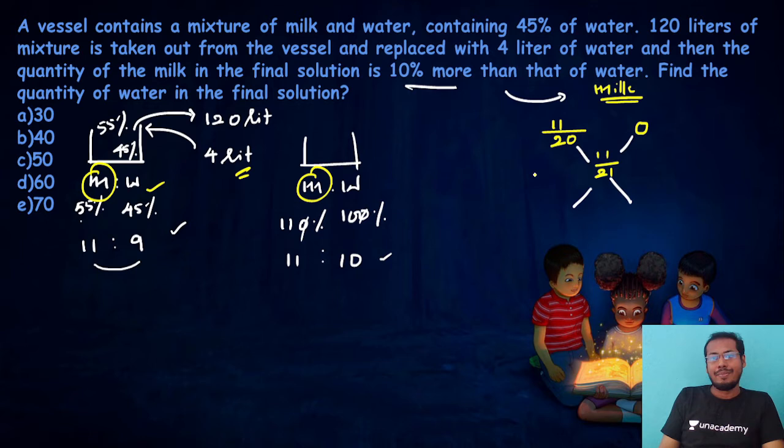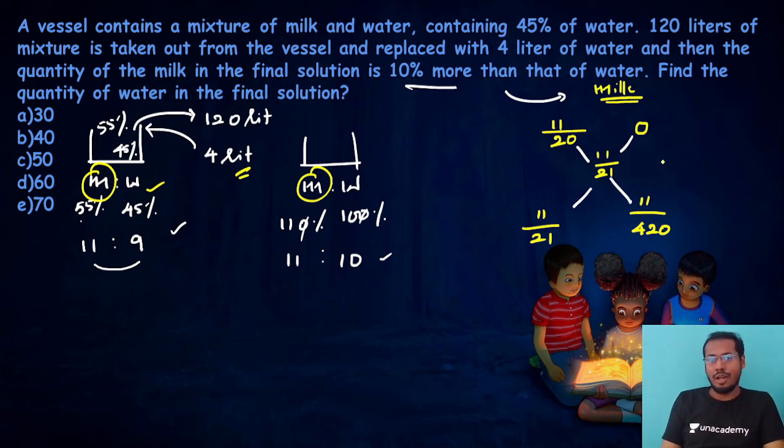Okay, right. So now we're going to subtract these values. 11 by 20 minus 11 by 21, and here 0 minus 11 by 21. So what is the value? Here it will be 11 by 21 as it is. And here 11 by 20, and 20 into 21 is 420. So this is the ratio.